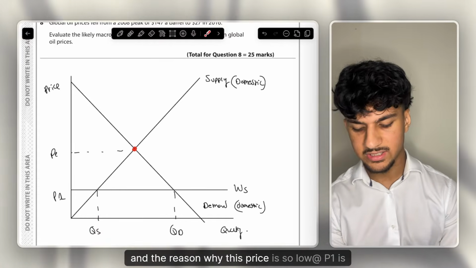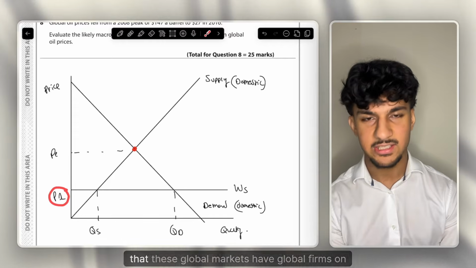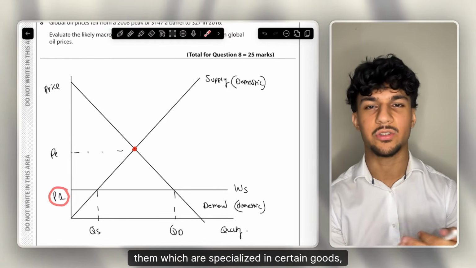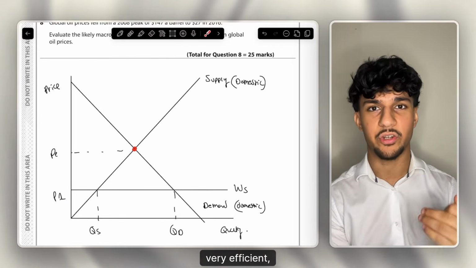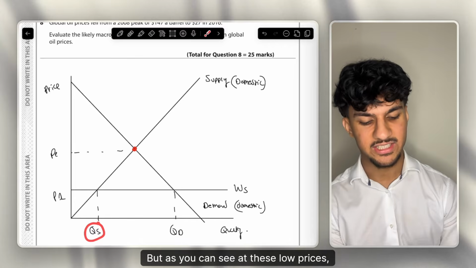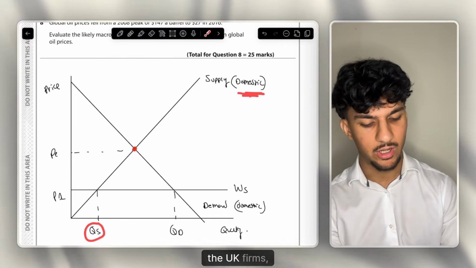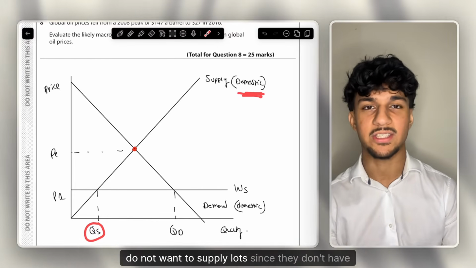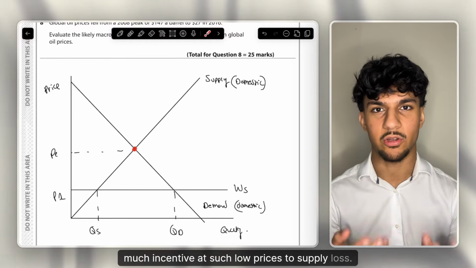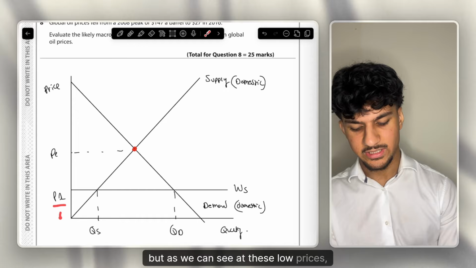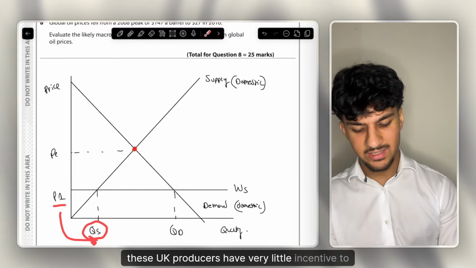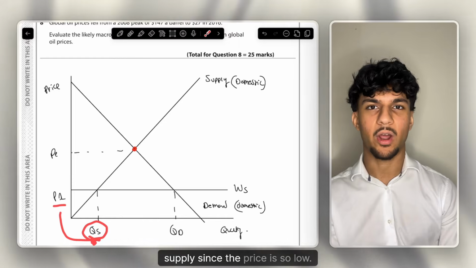And the reason why this price is so low at P1 is that these global markets have global firms on them which are specialized in certain goods, have the comparative advantage, are very efficient, and so can produce at very low prices. But as we can see, at these low prices, the UK firms, these UK producers, have very little incentive to supply lots, since the price is so low.